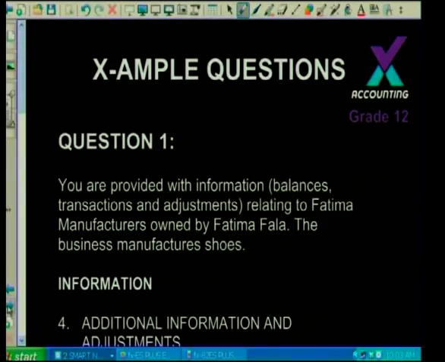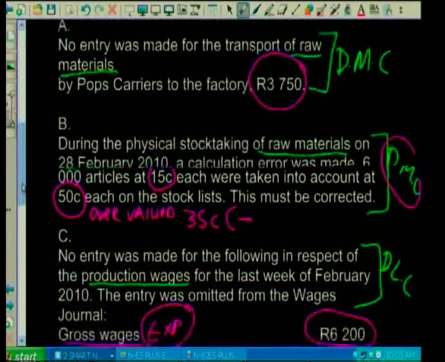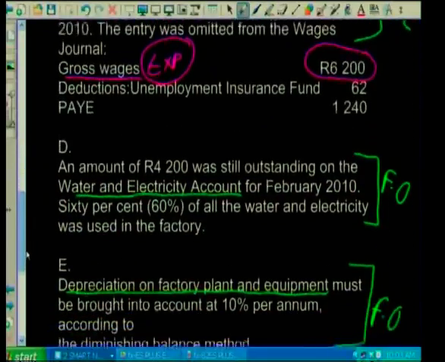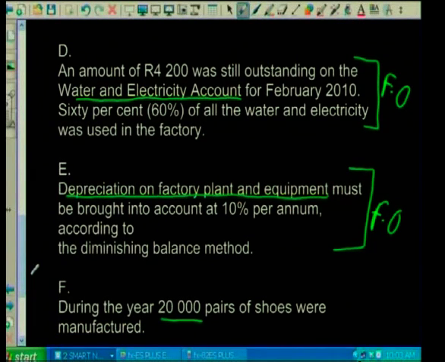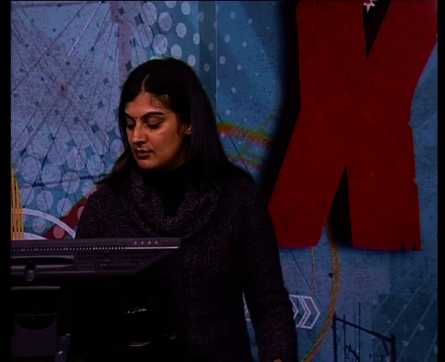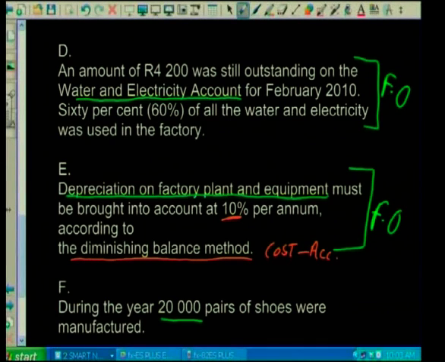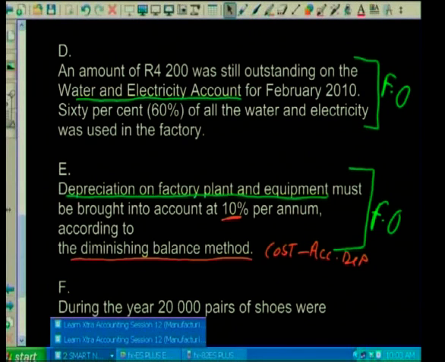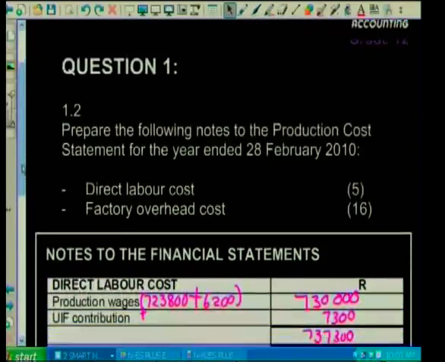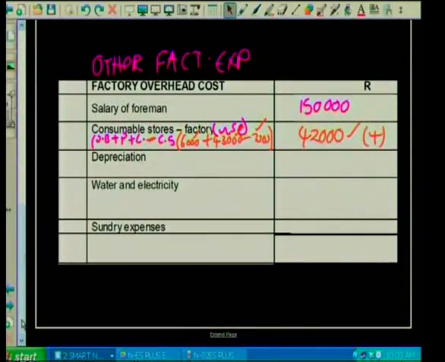And then additional information. Let's find it. There we go. Depreciation on factory plant and equipment must be brought into account at 10% per annum according to the diminishing balance method. Remember, guys, diminishing balance method, you learned this in grade 10, is my cost minus my accumulated depreciation. Right, taking all of this information into account, let's now calculate our depreciation.